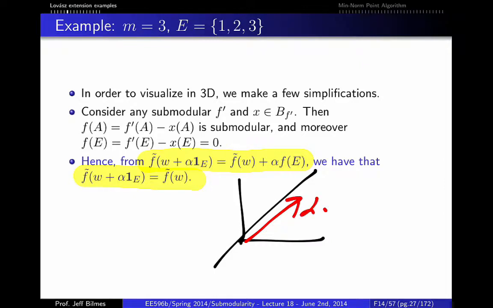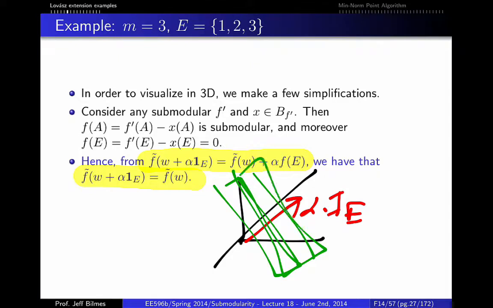Okay. Then if you take slices, these planar slices, which are supposed to be all planes perpendicular to alpha times 1e, the Lovász extension on those planar slices is identical. If you were to come up with a two-coordinate system, then we can actually look at contours in those planar slices.